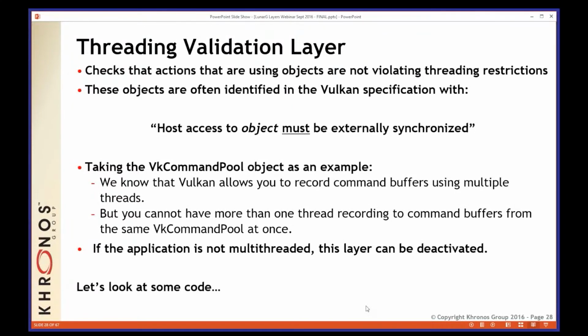So if you wanted to do multi-threaded command buffer recording, you would need to use multiple command pools. This could be a mistake an application developer can make, and that's why the threading validation layer is here, to check for problems like that. In general, if you know that your application doesn't do multi-threading, you could deactivate the threading validation layer. But leaving it in place, I don't think, hurts too much, because there's really not a lot of overhead.